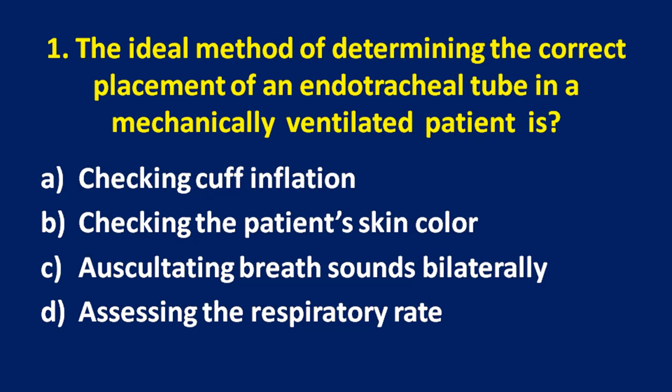First question. The ideal method of determining the correct placement of an endotracheal tube in a mechanically ventilated patient is: Options are A. Checking cuff inflation. B. Checking the patient's skin color. C. Auscultating breath sounds bilaterally. D. Assessing the respiratory rate.